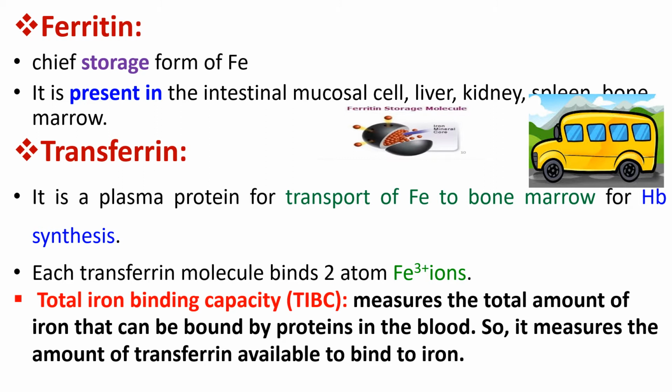So for example, if the TIBC is low, this means that the amount of transferrin available to bind to iron is low. This means that the transferrin is saturated, so there is increased iron in the body, okay? On the other hand, if the TIBC is high, this means that the amount of transferrin available to bind to iron is high, so there is iron deficiency, okay?